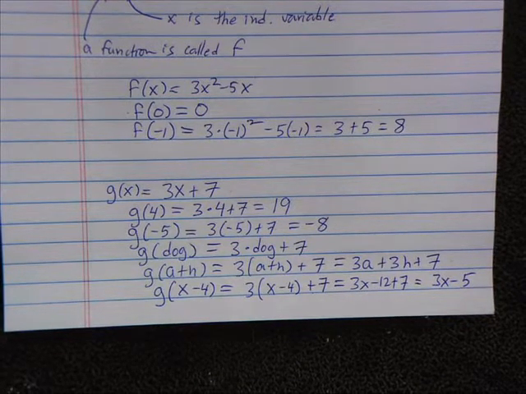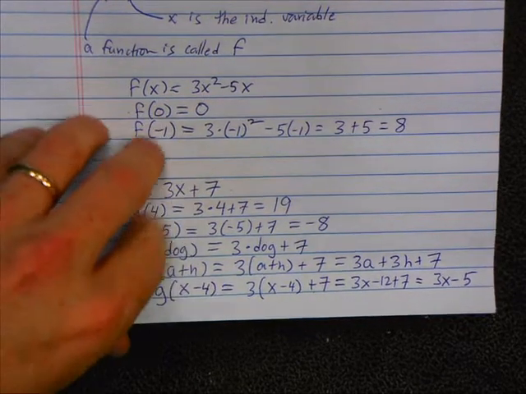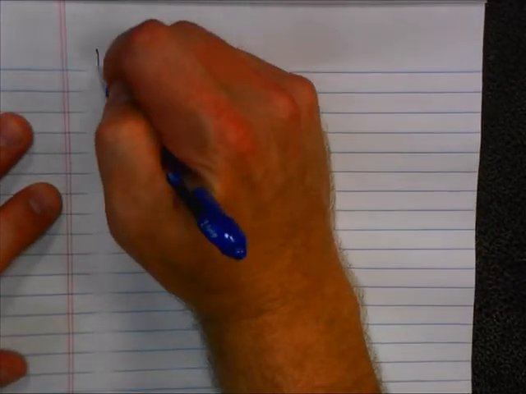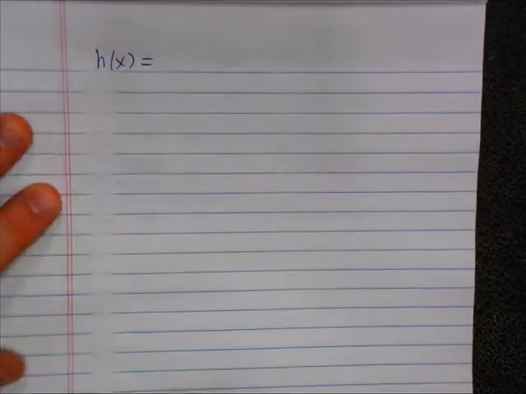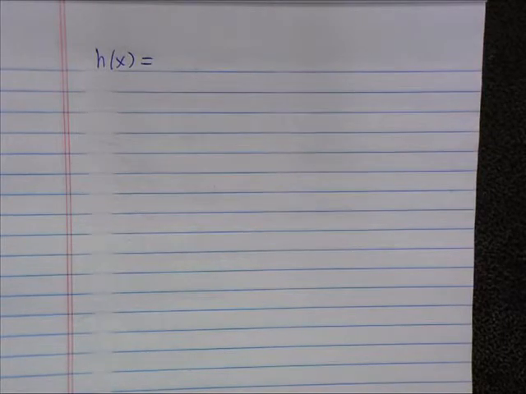All right, another function. How about h of x is, oh, I don't know, somebody make up a nice linear function for me. Anybody got a nice linear function? Four x plus 2. That's a nice linear function.